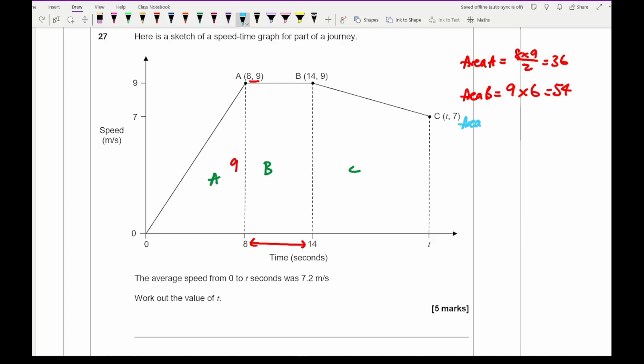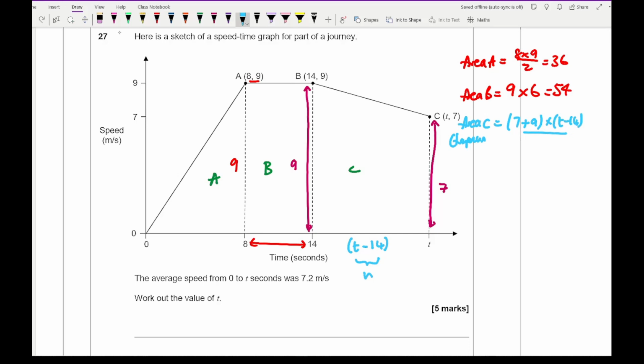So the area of C is a trapezium. What I need to do is work out the height and the base of this difference. Now this distance here, which is the height, is going to be T minus 14, and that represents H. This height here is going to be 7, and this height here is 9. So the area of C is going to be the two parallel sides, 7 plus 9, multiplied by the H, which is T minus 14, all divided by 2.